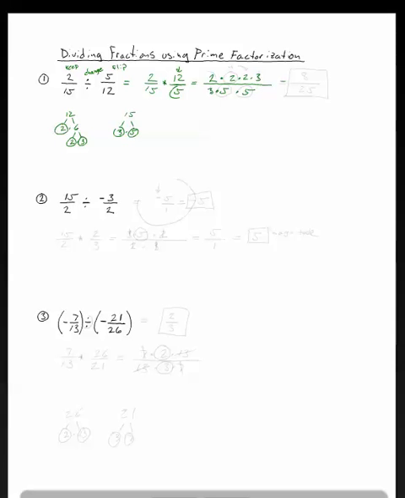Now we want to get rid of any common factors in the numerator and denominator. And the only common factor we have is the 3 on top with the 3 on bottom. Now we just say 2 times 2 is 4, and 4 times 2 is 8, and then 5 times 5 is 25. So our answer is 8 over 25.